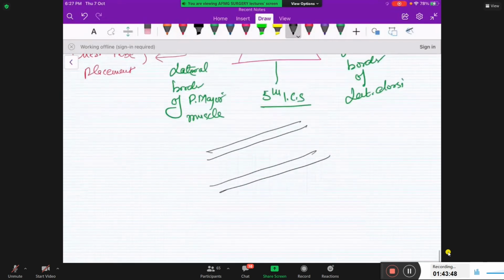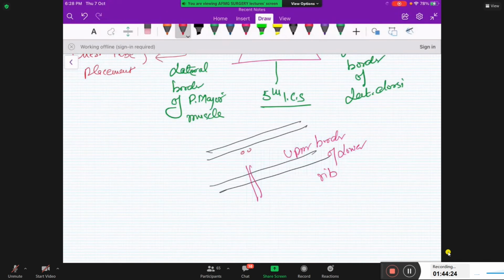And a very, very important further point: if this is an intercostal space, we should always put a needle or the chest tube on the upper border of the lower rib. Why so? Because the neurovascular bundles are present in the lower border of the upper rib. Okay, right? So this is something we have to identify in B part of a patient always.